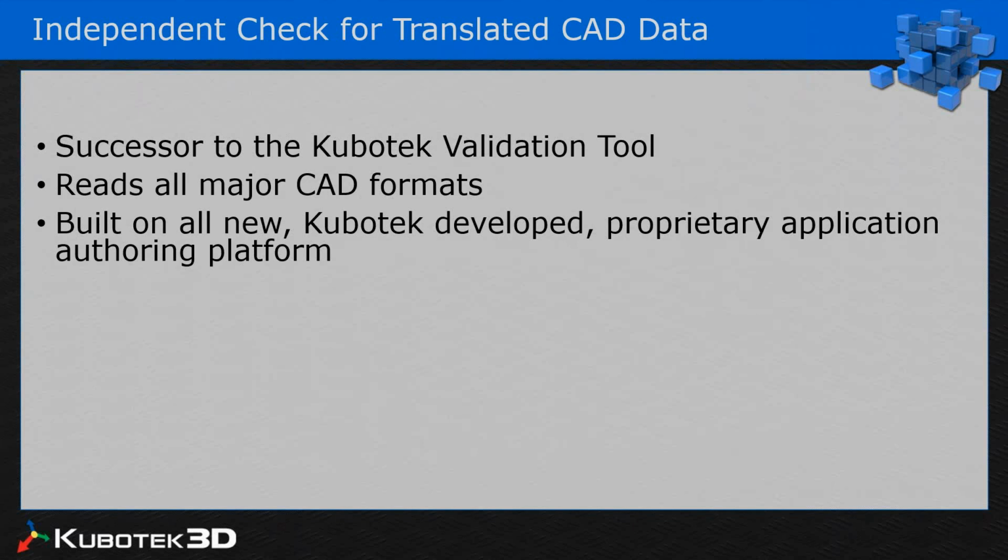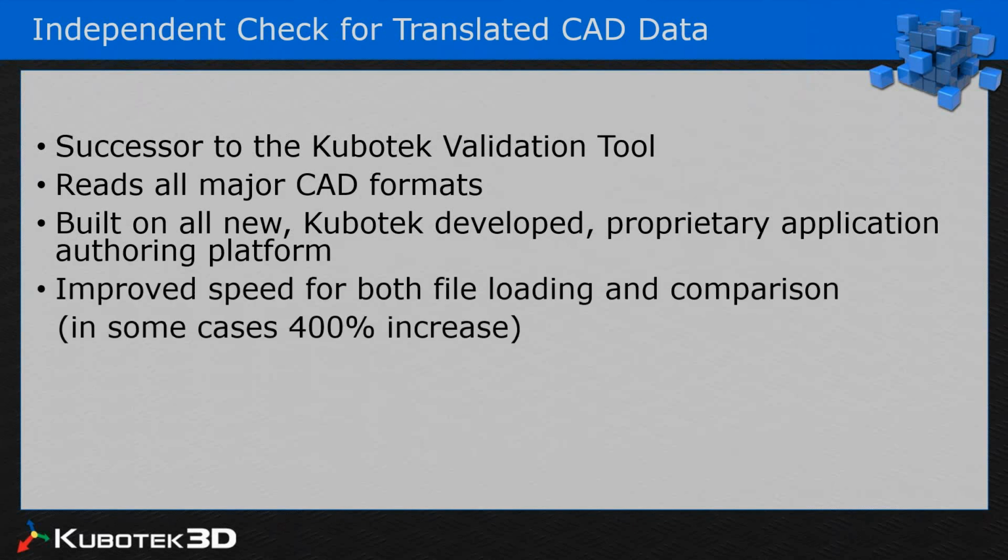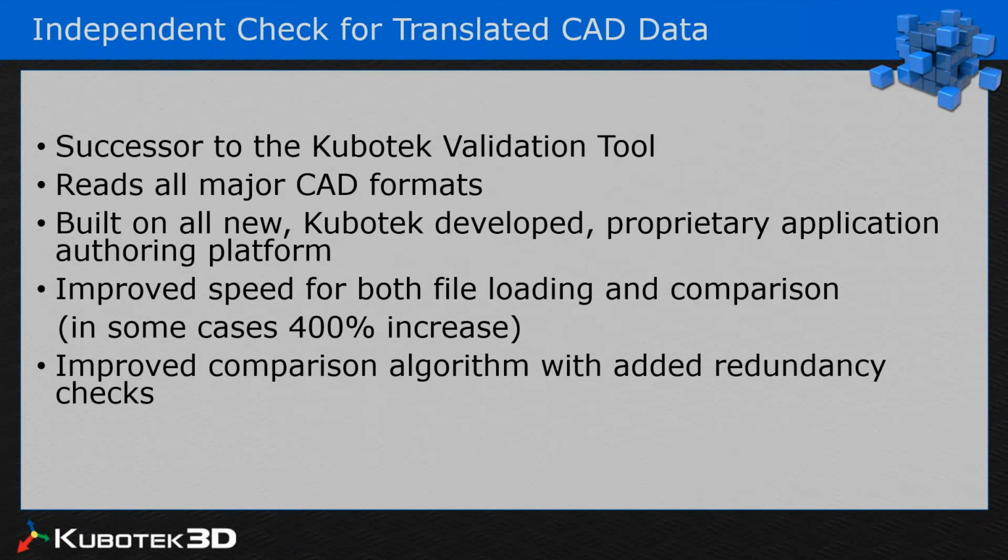There's a couple of benefits to that as well that are more user-centric. The first one is that with our new platform, since it's a new modern application built with modern technology, we've improved the speed for both file loading and comparison up to 400% in most cases. Another thing is it gave us a chance to go over the comparison algorithm and add more redundancy checks and make it more robust and more accurate. Really, really good benefits to you.